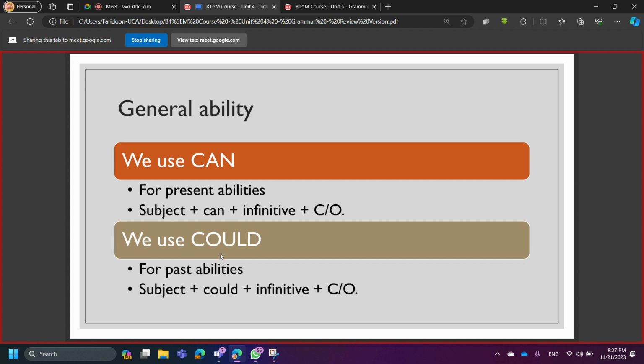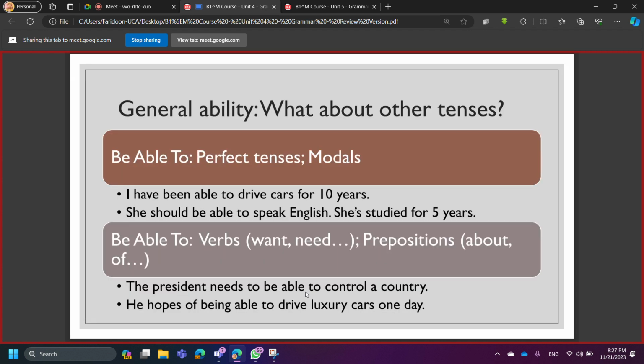Another one is using "could," but "could" is actually different from "can." We use it for not present, but past abilities, and the structure is kind of the same. Subject, but not "can," you're using "could," and then infinitive and complement or object. For instance, "I could swim in cold water, but now I cannot," something like that. Okay. Again, general ability.